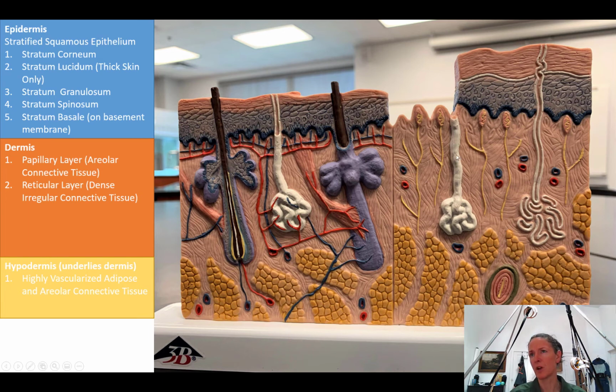Now, let's look at some of these other structures within the reticular layer. Here we have a sweat gland, and this is a sudoriferous sweat gland or a merocrine sweat gland. And this gives rise to the watery sweat that we have with sensible perspiration. That is what we have when we're exercising or when we get hot.